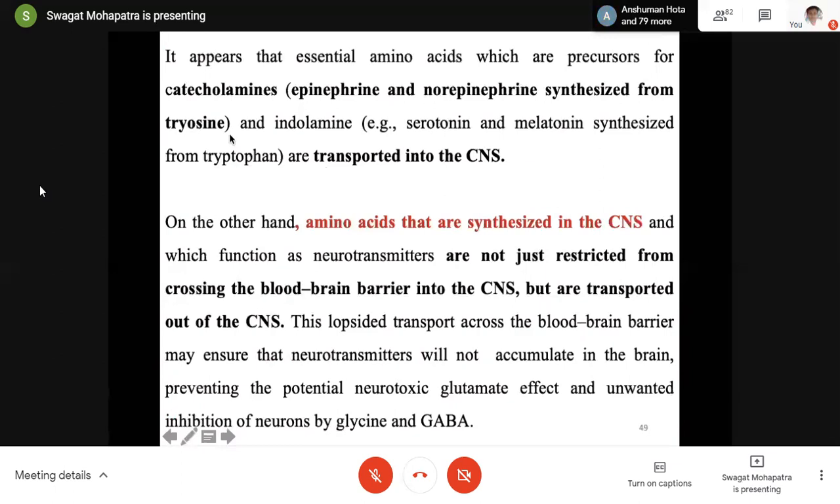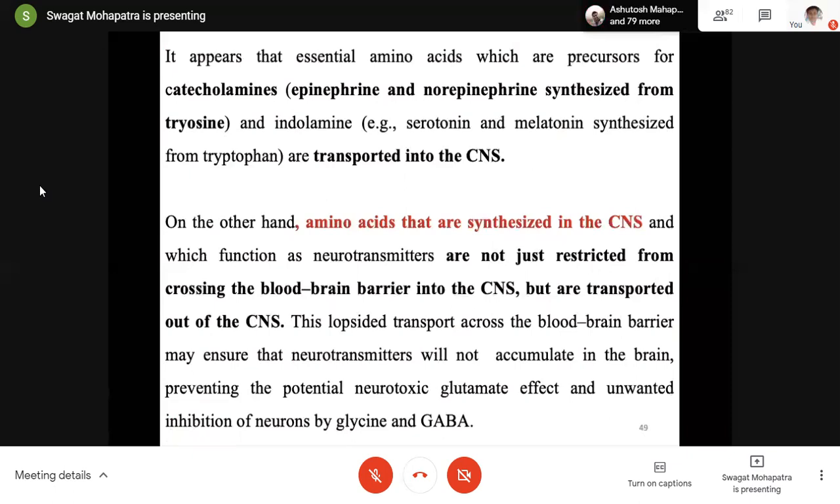Only when tyrosine goes inside the CNS will epinephrine and norepinephrine be synthesized, because epinephrine and norepinephrine are dependent on the amino acid tyrosine. Tyrosine will be converted to dopa, then to dopamine, then that dopamine will enter into the vesicles inside which the norepinephrine will be synthesized.